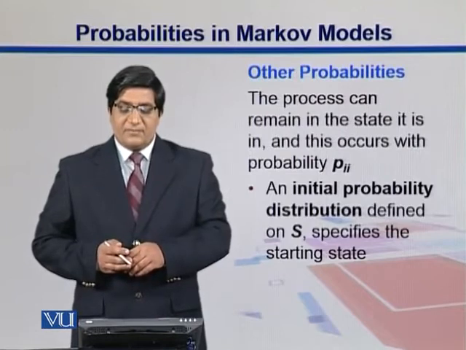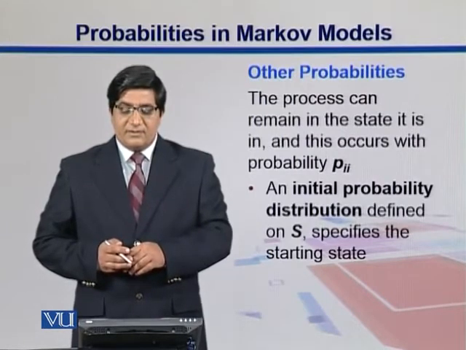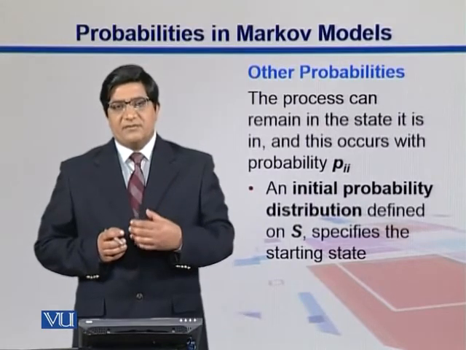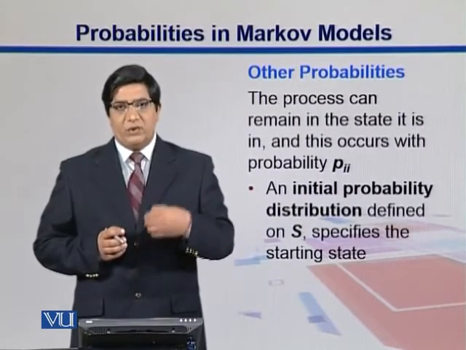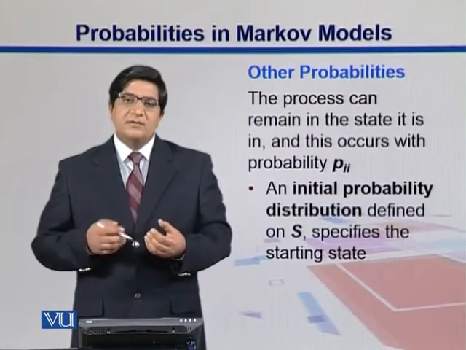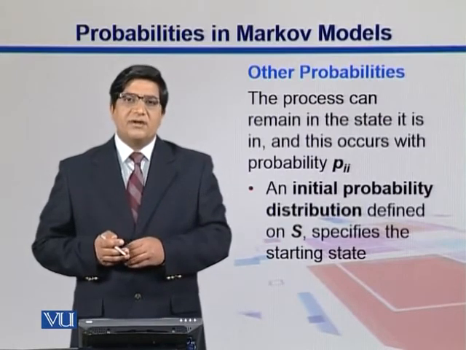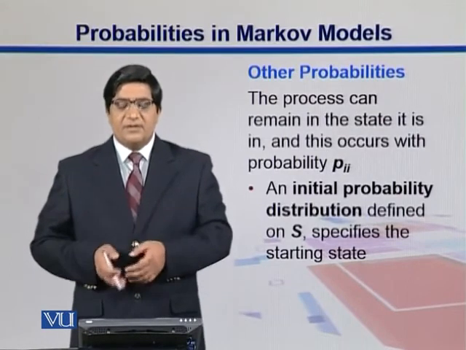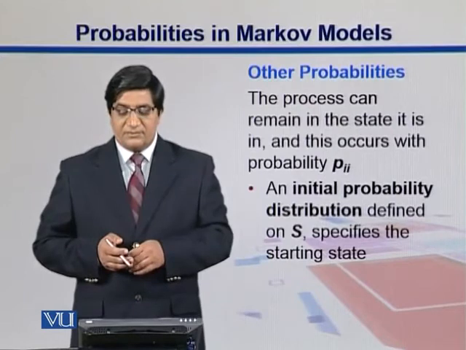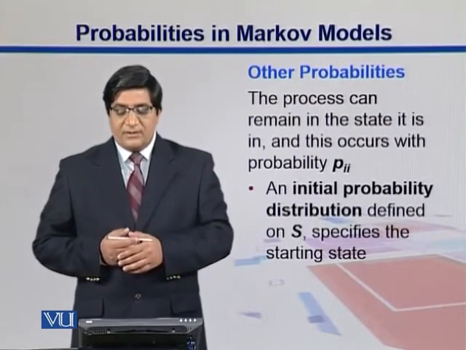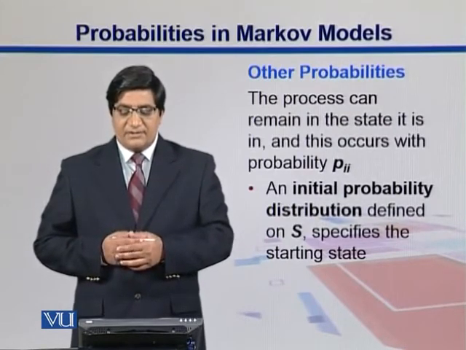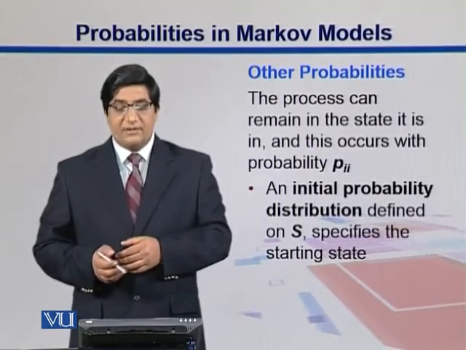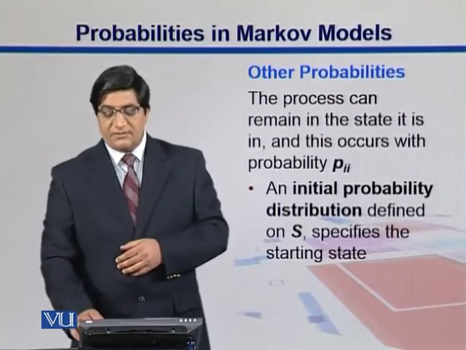The process can also remain in one state, and it occurs with the probability of Pii. Say, for example, we switch to the loaded die, and we stay there. So we keep on using that loaded die for some time. How many times you stay within that state, that is your Pii. Sometimes we draw an initial probability distribution that specifies the starting state, so from where you have started your experiment.